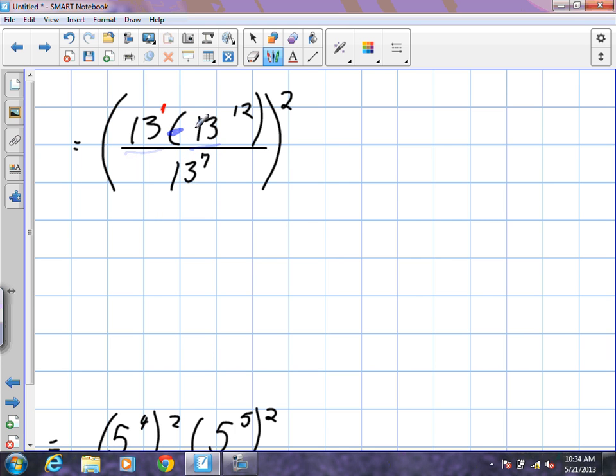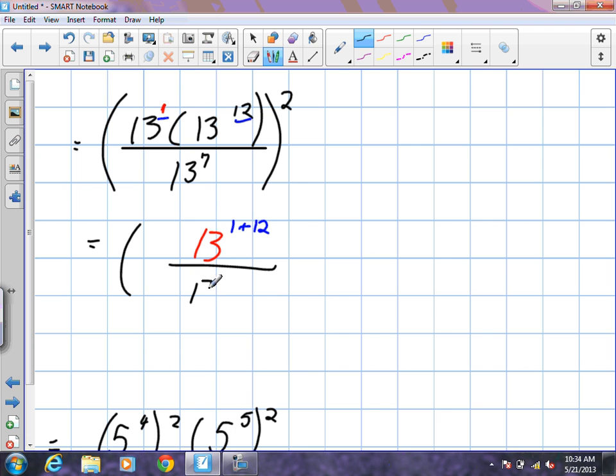That's right. We keep the same base, so we still have 13 on top. But we're going to take those two exponents, underline them in blue, and add them together. So 1 plus 12. And this is a simplified version, still above 13 over 7 to the power of 2. We simplify that. I'm going to need quite a bit more room.